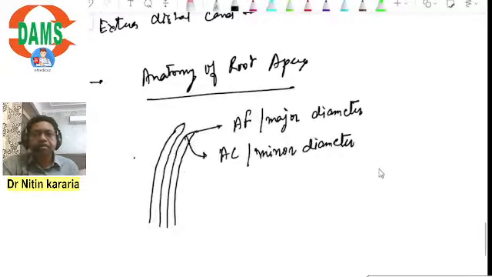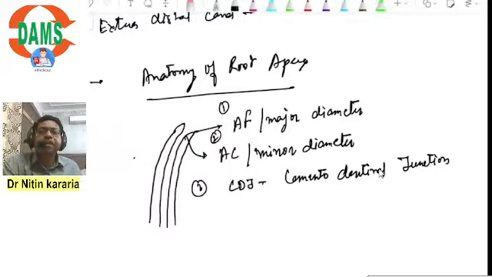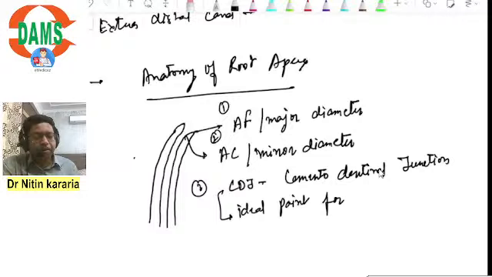A lot of questions they ask about this anatomy. And then there is a third feature, an anatomical landmark, which is called CDJ or cemento-dentinal junction. Cemento-dentinal junction is the point at which the pulp tissue ends and the periodontal tissue begins. Okay, so it is the ideal point for apical termination of root canal procedures.